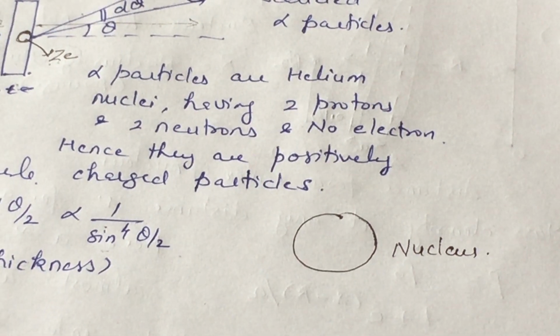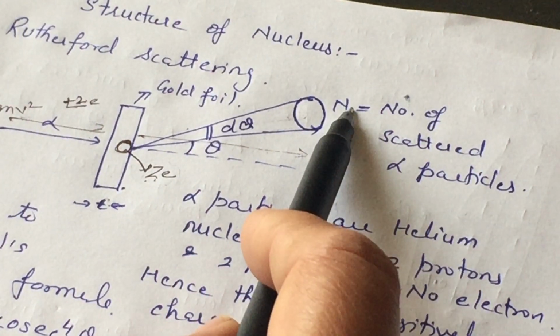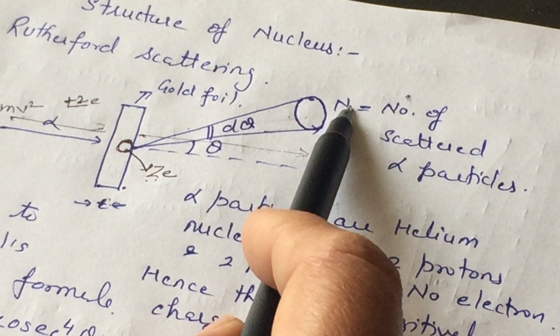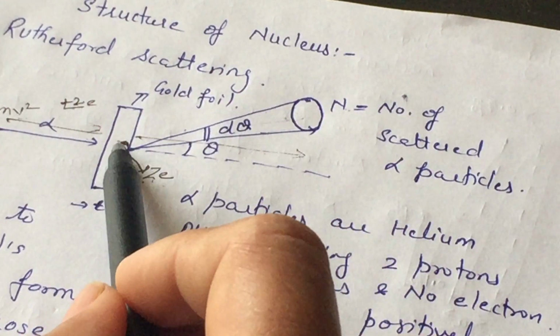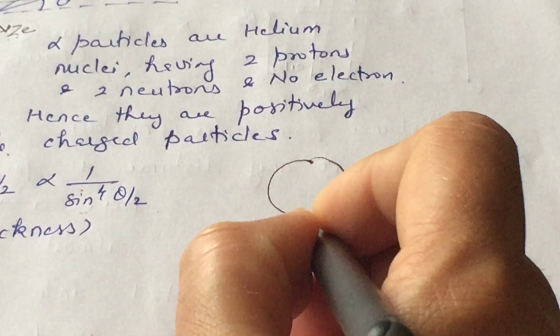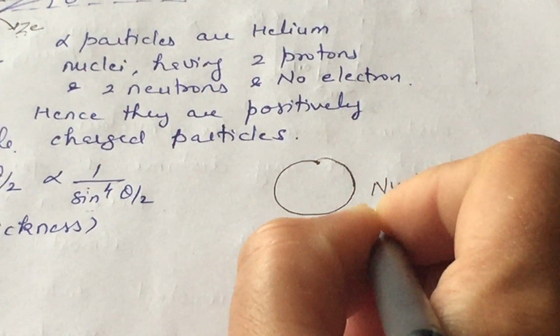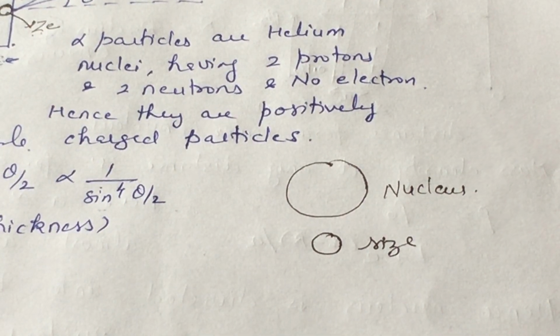But the size of the nucleus is not very large, because the number of particles scattered here is very small. It is possible only when this space is small. It means there is a nucleus, but the size of the nucleus is very small.